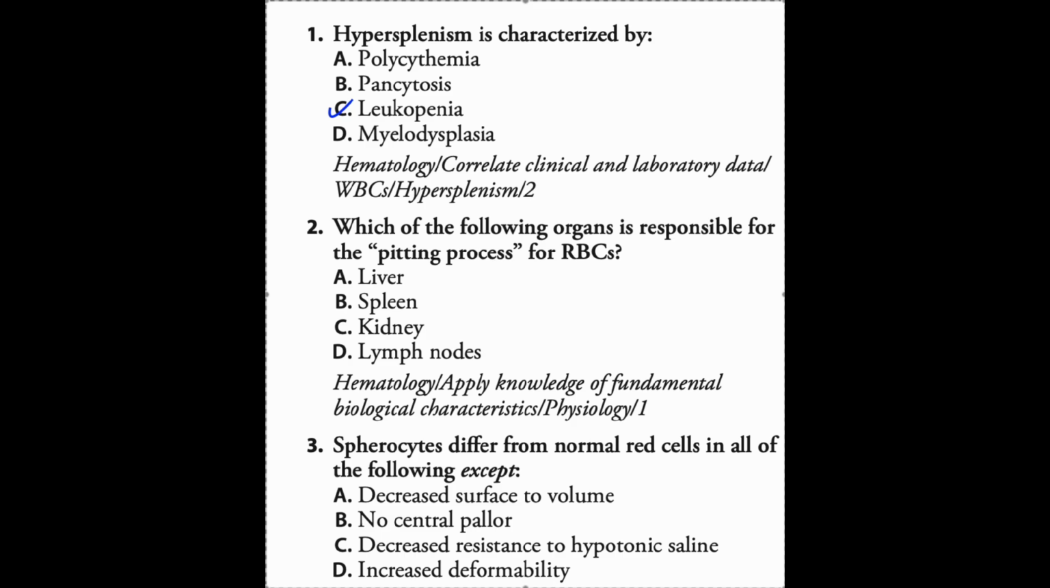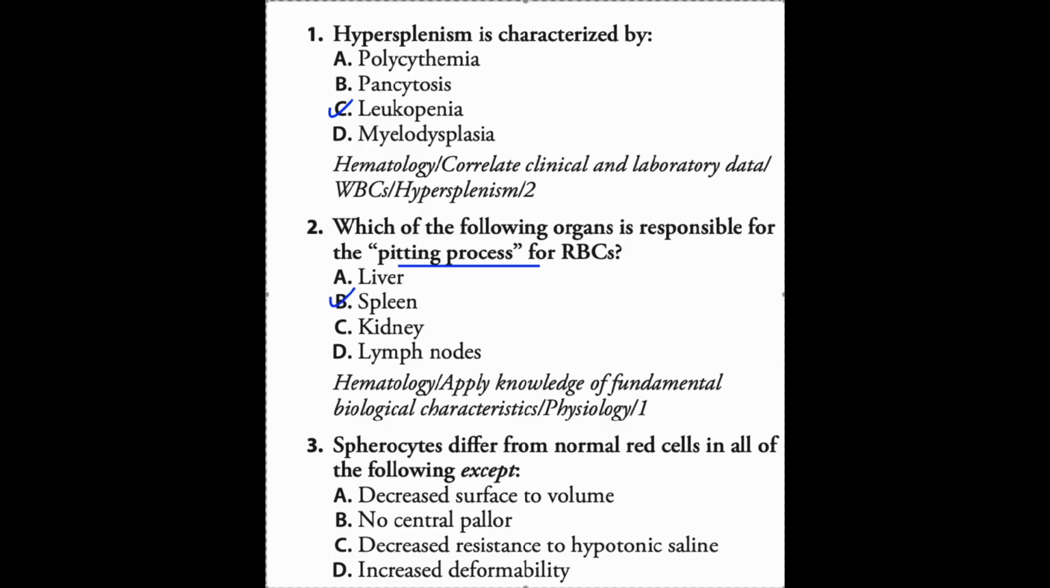Moving on to question number 2. Which of the following organs is responsible for the pitting process of RBCs? A. Liver, B. Spleen, C. Kidney, D. Lymph nodes. In here, the correct answer is B.